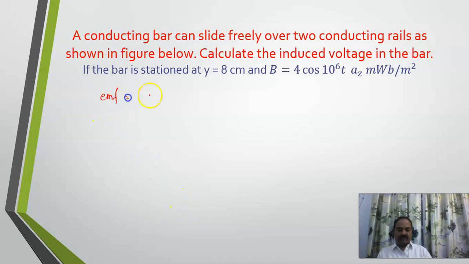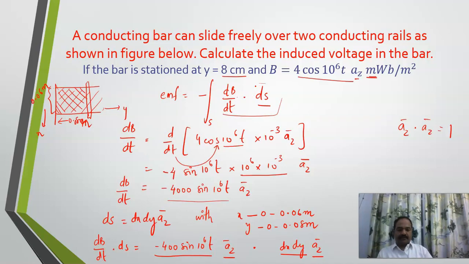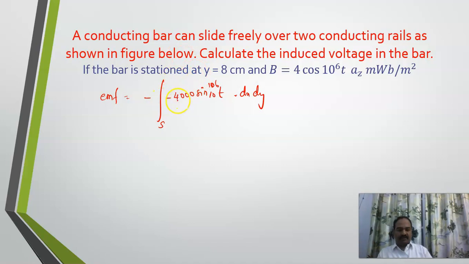So if I want EMF, minus integral over the entire surface, it was minus 4000 sine(10^6 t) dx dy, isn't it? Yeah, this is 4000, right? Now minus into minus becomes plus, right? And dx and dy, we know the limits for this one. So it is to be varied with y from 0 to 0.08 and x from 0 to 0.06, with 4000 sine(10^6 t) dx dy.